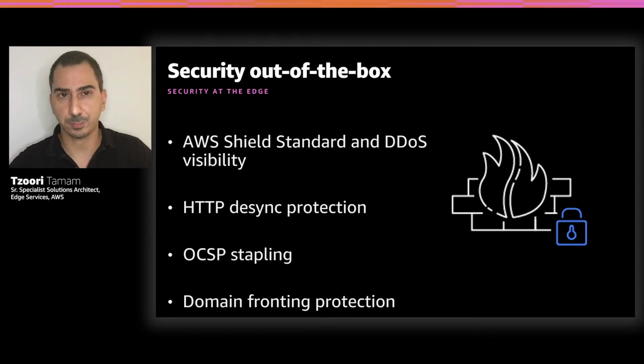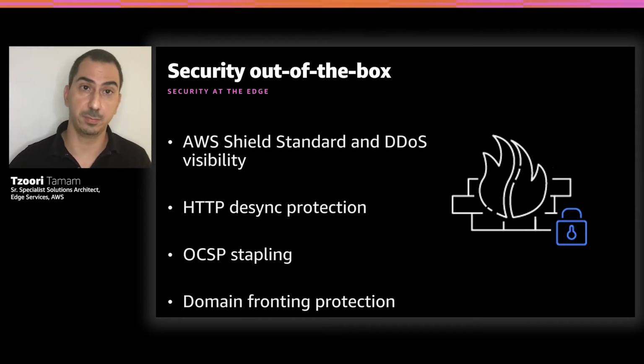A few other features you stand to get out of the box would be OCSP stapling, that basically makes sure that the certificate we present to the user when they access the distribution is valid and hasn't been revoked. And we staple that assurance to the response we deliver to the viewer, as well as domain fronting protection.